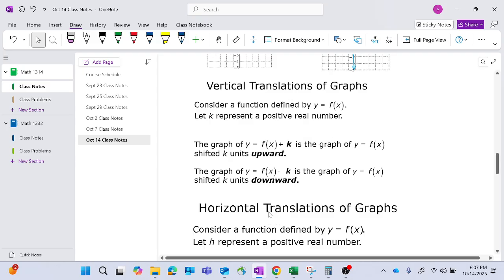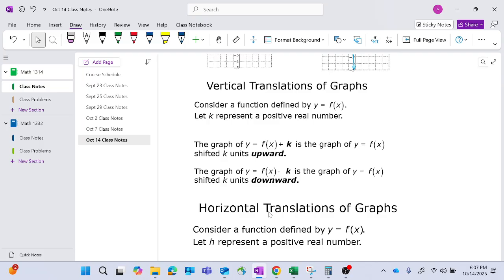They use the word translation. It's just a fancy word that means slide. So a vertical translation just means the graph can go up and down. So if you have f of x plus k, if you have this k kind of outside the function itself, like kind of by itself on the function, that means it's going up. If you have minus k right there, that means the graph is going down.